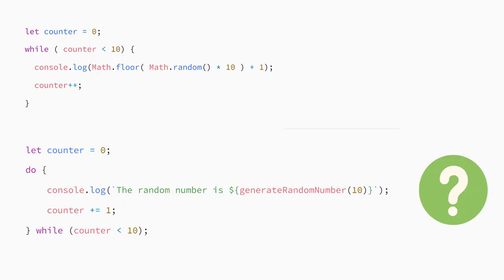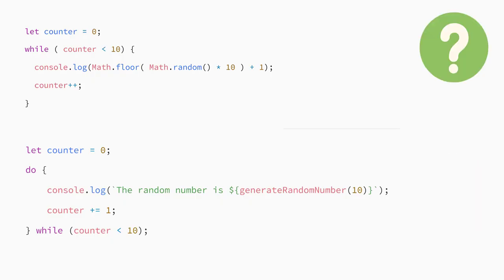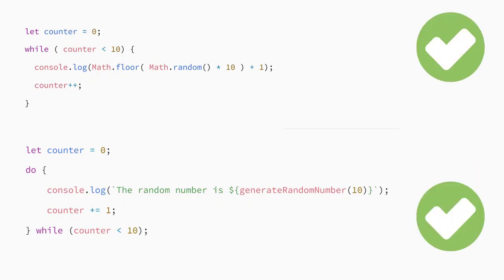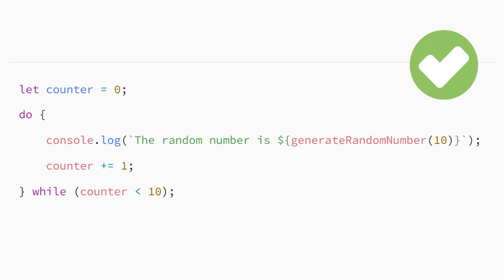Good. So when might you use do-while loop over while loop? Keep in mind that in many cases, you can use do-while loop for the exact purpose as while loop. Use do-while loop when you need your loop to execute at least once. For example, log at least one random number to the console, then check if counter is less than 10 before running the loop again and logging more values.